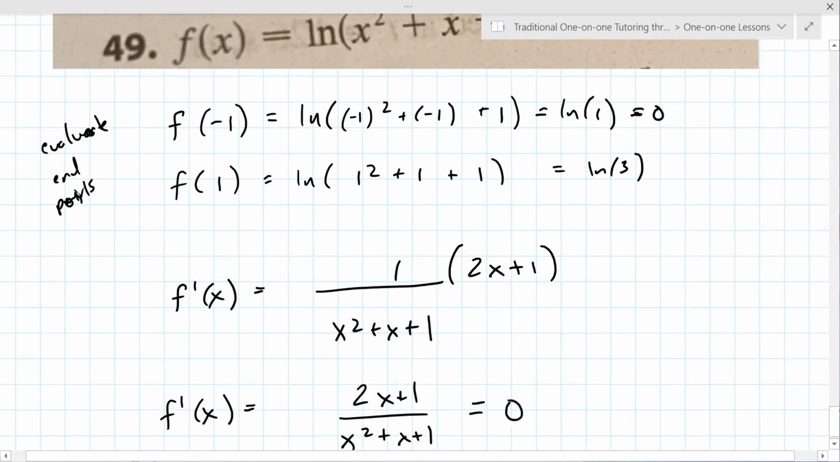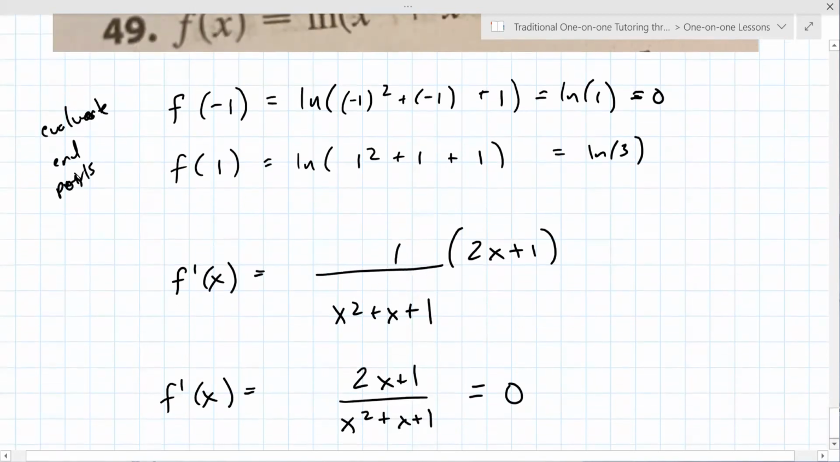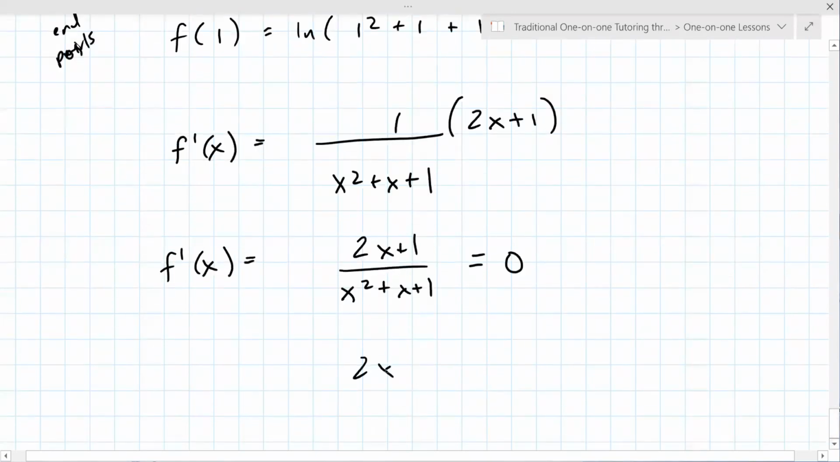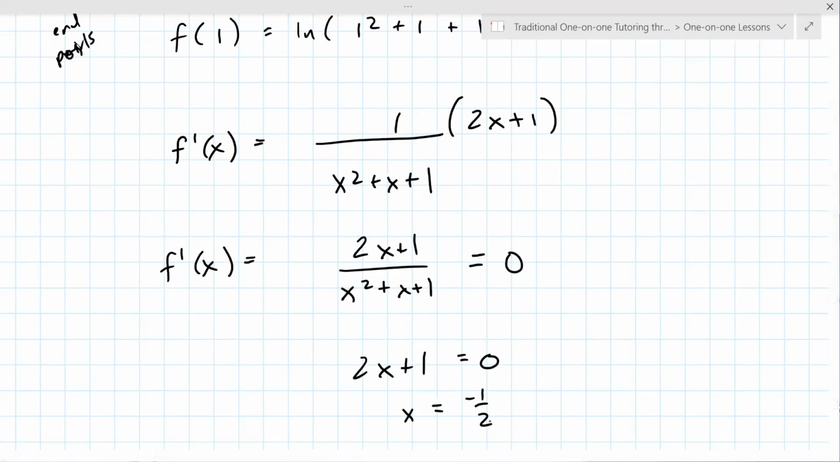And you have to set this equal to 0. We just talked about this: whenever it's rational, you set the numerator equal to 0. Where is the numerator equal to 0? Set 2x plus 1 equal to 0, x equals -1/2. So that's your critical point, your critical number. Okay, so your critical number is -1/2.